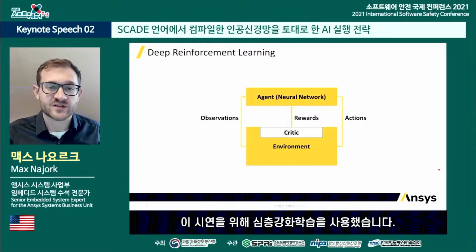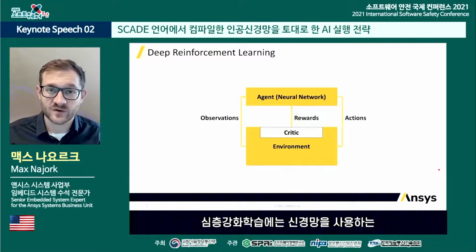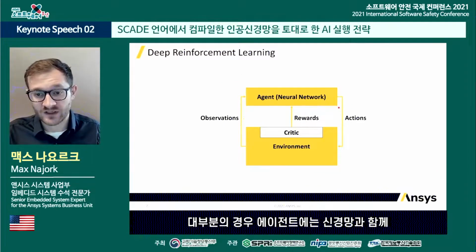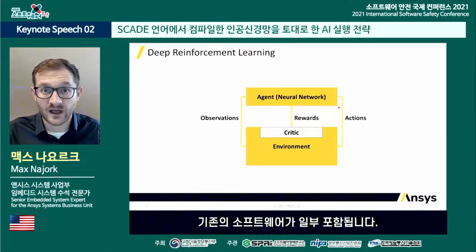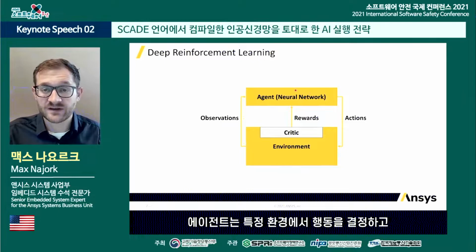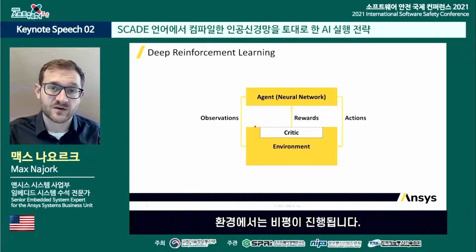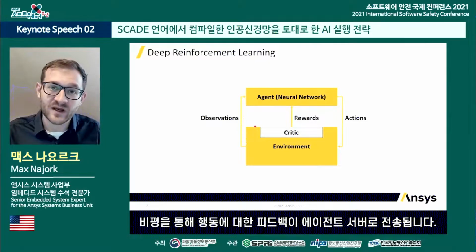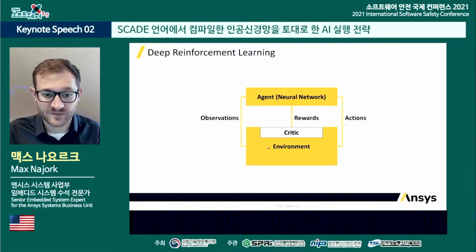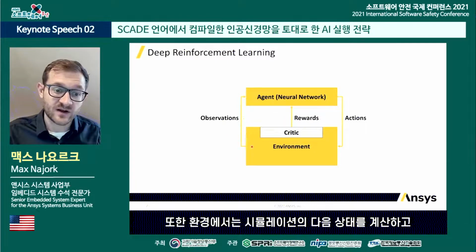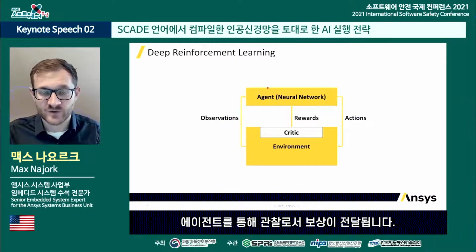So for this demonstration, we have been using a technique called deep reinforcement learning. In deep reinforcement learning, we have an agent that is controlled by the neural network. So in our case, the neural network and a bit of conventional software around it. And that agent interacts with an environment that performs the dynamic simulations. Also part of the environment, there's a critic that's going to give a feedback to the agent itself on how well it did. Also from the environment, it's going to compute the next state of the simulation that is passed as observations through the agent.